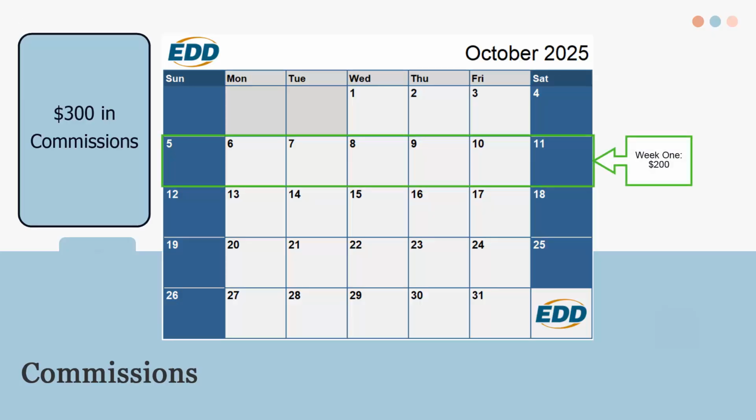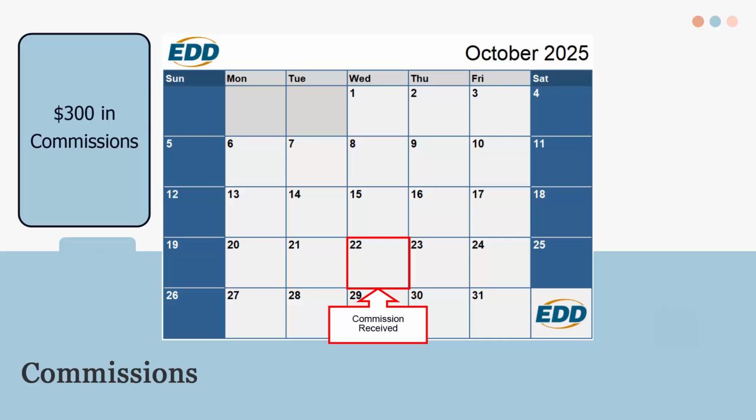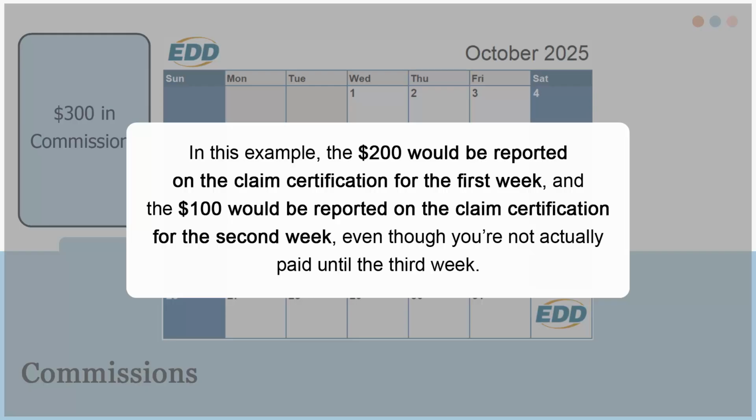For example, say you earned $200 in 1 week and $100 in another week. Report the amount for each week you earned it if you knew the amount in advance. If you did not know the amount until you were paid, report the full amount for the week you received it. In this example, the $200 would be reported on the claim certification for the first week, and the $100 would be reported on the claim certification for the second week, even though you're not actually paid until the third week.